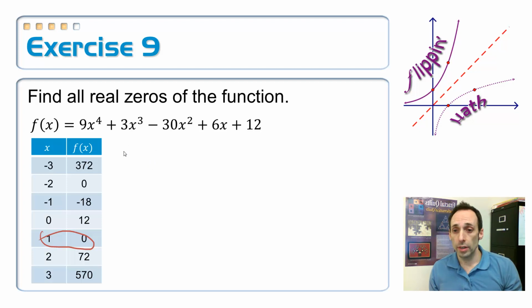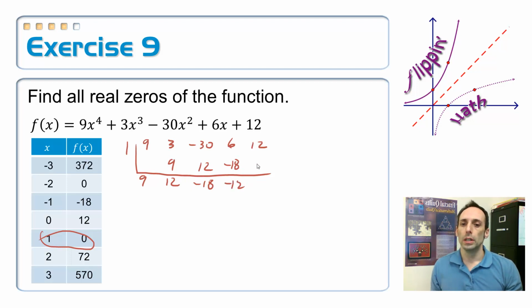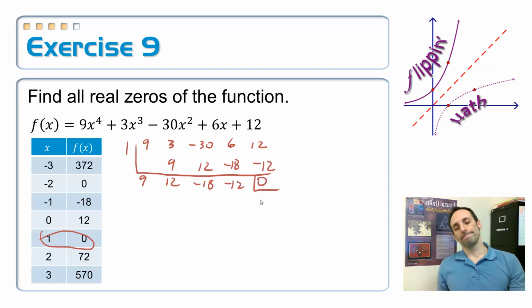So by synthetic substitution, all right, 9, 3, -30, 6, and 12. 9, 9, 12, 12, -18, -18, -12, -12, and 0. All right, so there's the first one. Now I busted it down to a cubic.